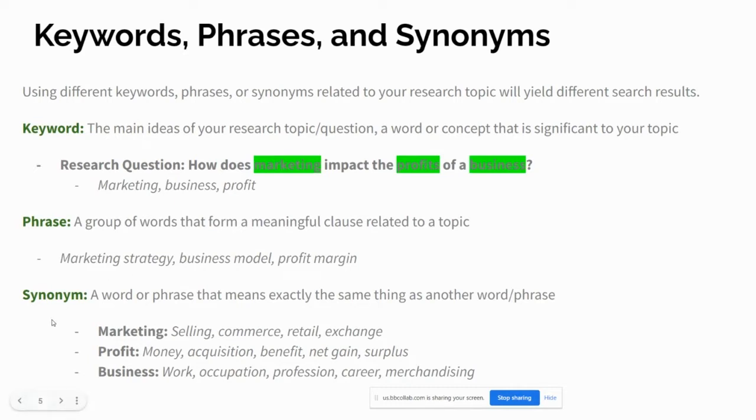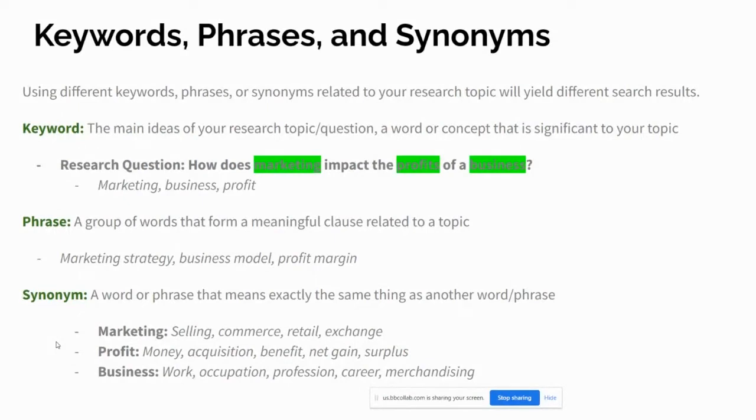Lastly, we have synonyms, which are a word or phrase that mean exactly the same thing as another word. If you remember, maybe in elementary school, you learned synonyms and antonyms and homonyms. That might ring a bell. Synonyms are words that mean the same thing as another. So for synonyms for the word marketing, we have things like selling, commerce, retail, and exchange, because they all represent the same thing. For profit, we have money, acquisition, benefit, net gain, and surplus. Those all mean the same thing as profit. And for business, we have work, occupation, profession, career, and merchandising. These all relate to the word business. So that's what synonyms are.